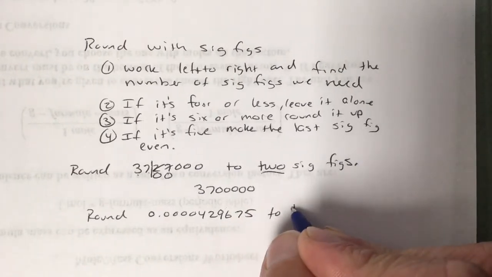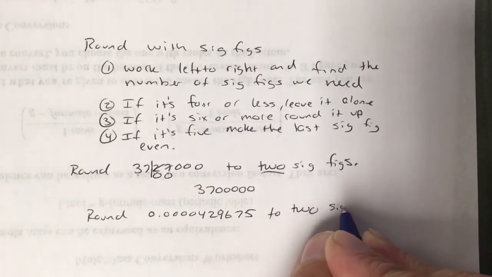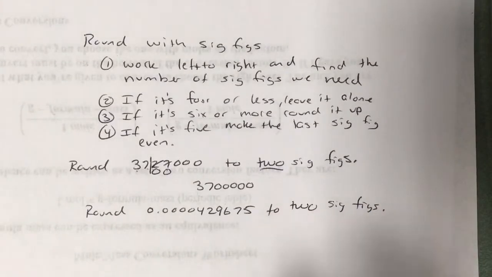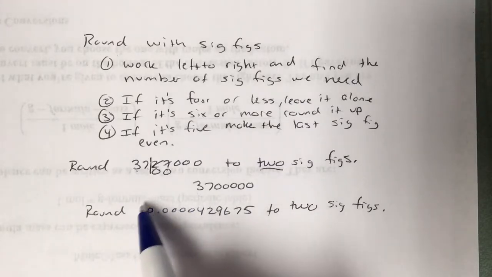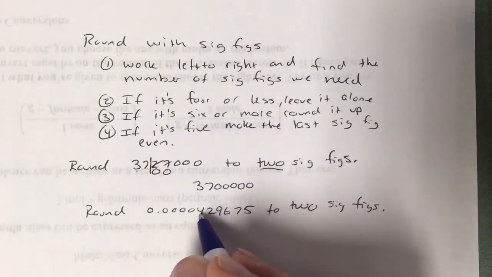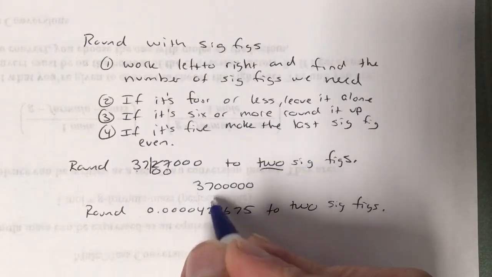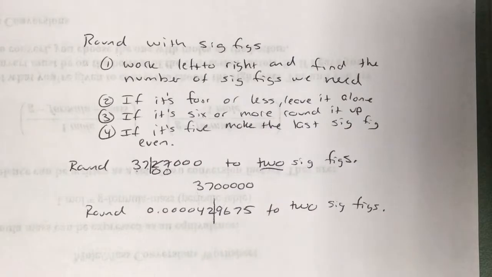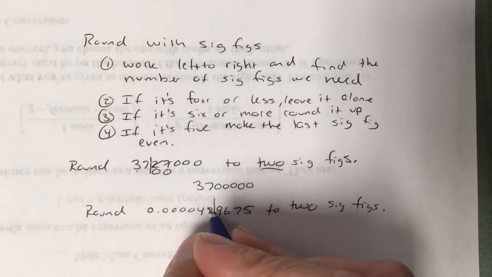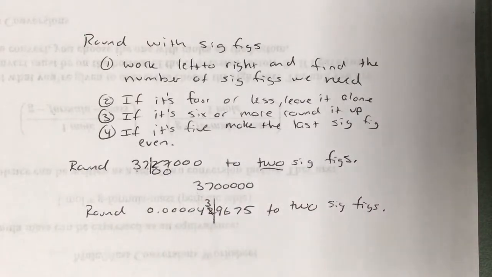Do the same thing to 2 Sig Figs. Again, we start at the left, work our way to the right, find our 2 significant figures. We got to skip all those zeros because those zeros are leading and they don't count. So the 4 is the first one, the 2 is the second one. The cutoff is between the 2 and the 9. That's a 9, so by rule, 6 or more, round it up. So that changes to a 3.